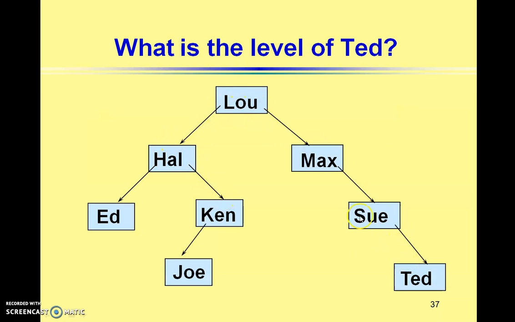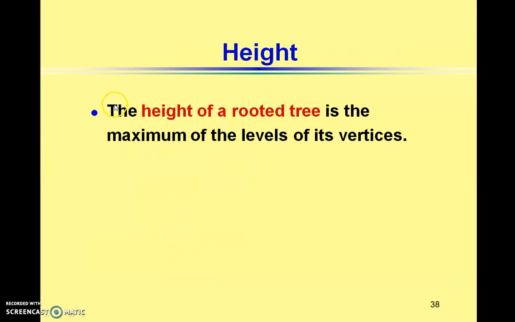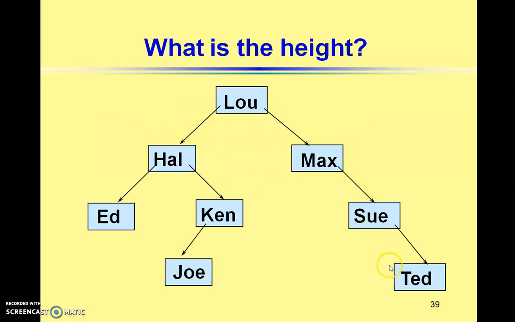So, Ted, from the root: 1, 2, 3. Ted's in level 3. This is level 1. The root is level 0. Here's 2 and here's 3. So if you draw it nicely, you can see the root levels. The height of a rooted tree is the maximum of the levels of its vertices. So this is 3.